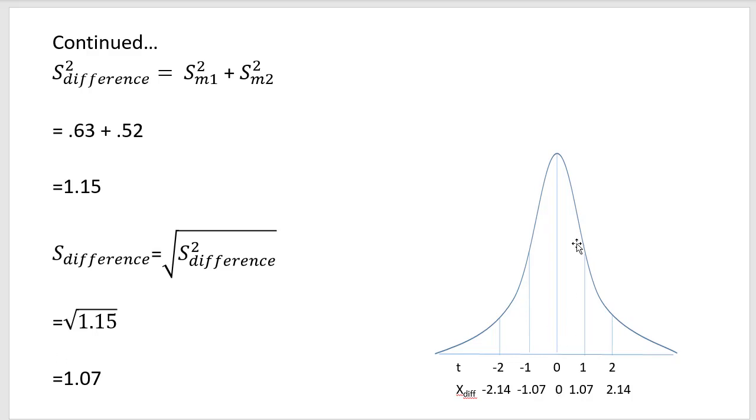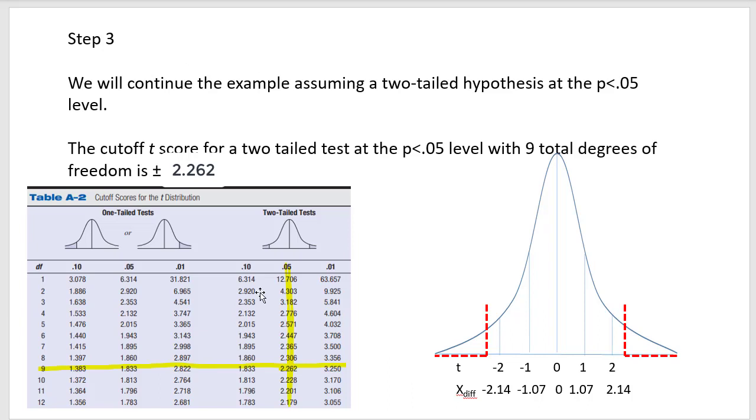Now, we see the comparison distribution, but we haven't talked about what the cutoff score is yet. How far away from the mean does the difference between our two scores need to be in order to be significant? Well, in step 3, we use the t-table again in much the same way we did for the single sample t-test. We will use a cutoff score that is for a two-tailed test at the 0.05 level with 9 total degrees of freedom.